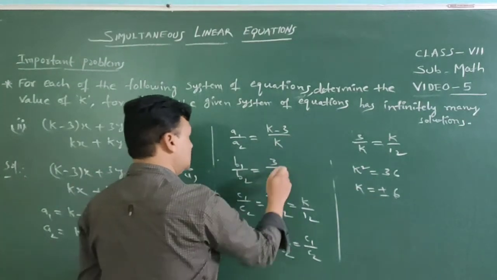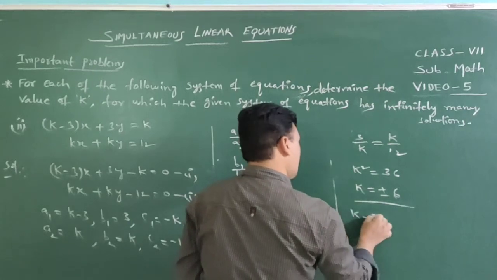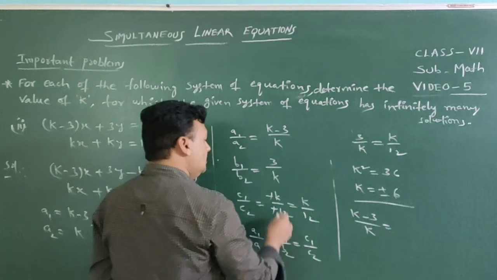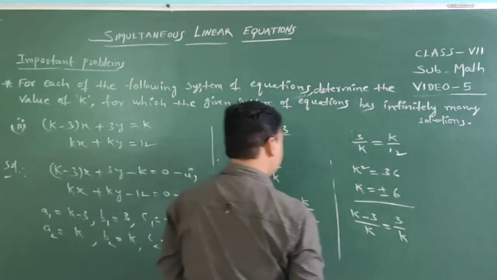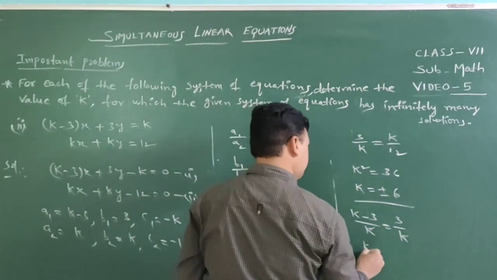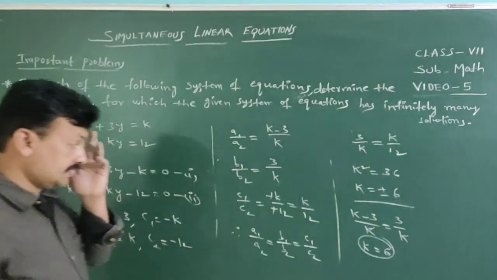If you equate these two, k minus 3 by k equals 3 by k. Here k cancels, and we get k equal to 6.